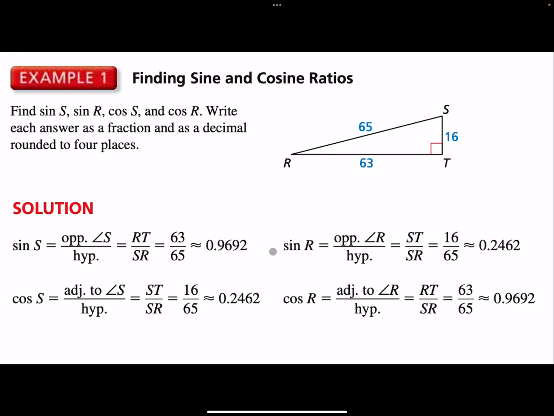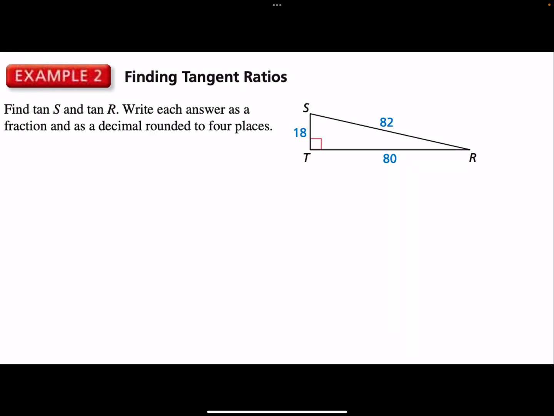I don't know what to do with this yet. We're going to figure that out in a later lesson. Don't worry about that right now. Instead, let's talk about tangents. In this one, we need to find the tangent of S and the tangent of R. You want to write each answer as a fraction and a decimal rounded to 4 places.